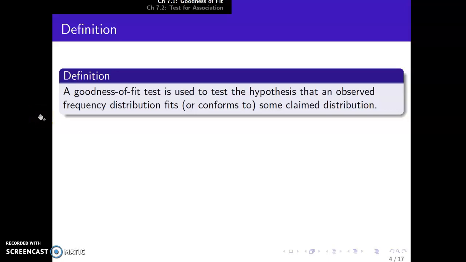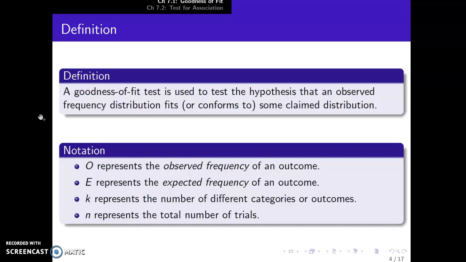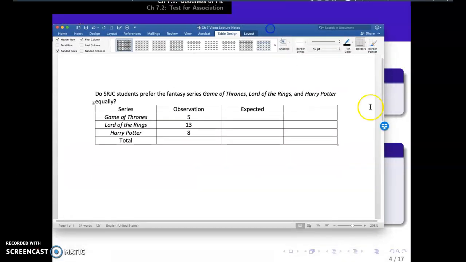Okay, so a goodness-of-fit test is used to test the hypothesis that an observed frequency distribution fits or conforms to some claimed distribution. All right, so we got some new notation here. O is for observed frequencies, capital O. Capital E we're going to use for expected frequencies. K is going to represent the number of different categories or outcomes, and N is going to represent the total number of trials.